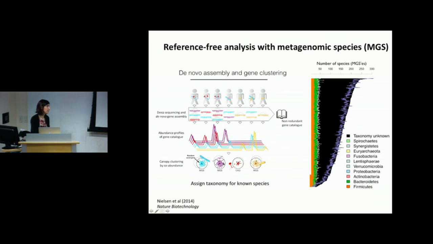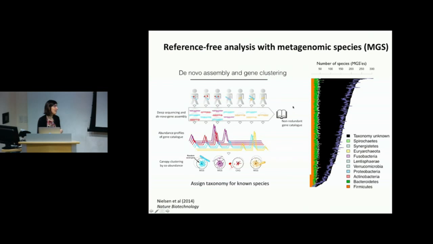And then you end up with these groups, which we're calling metagenomic species. And in each group, then you have all of the genes that are present at a given abundance. This is assuming that if your genes are on the same chromosome, you'll have the same number of each of those genes. They group together. And then you can use references to assign taxonomy. Again, we rely on taxonomy for that.